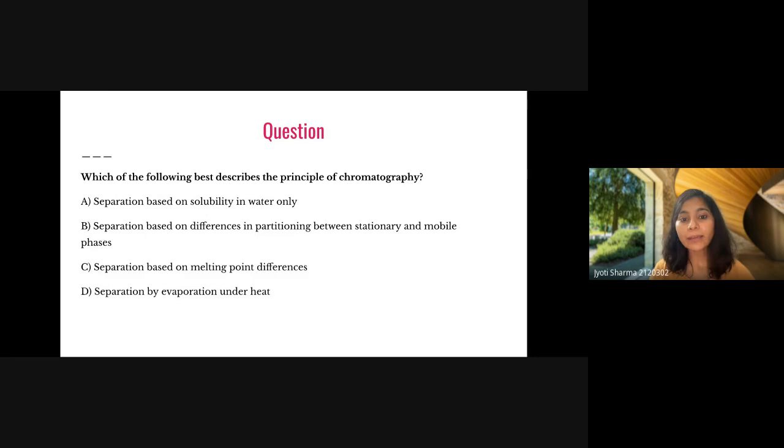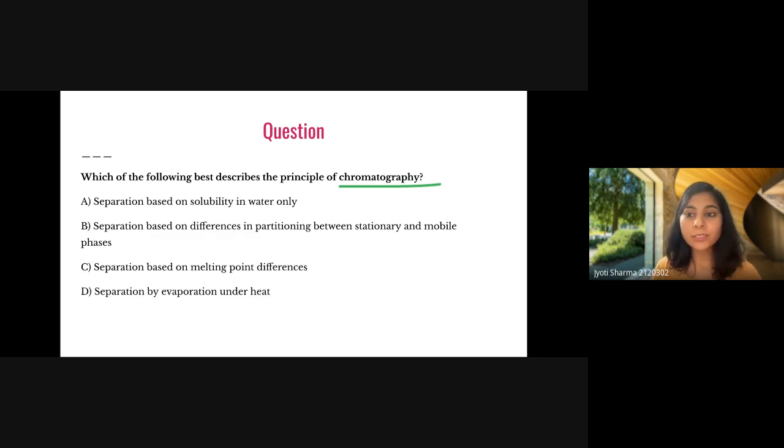One of the techniques is chromatography. You have to tell me the principle of chromatography. Here we have four options: separation based on solubility in water only, separation based on difference in partition between stationary and mobile phase, separation based on melting point differences, separation by evaporation under heat. Everyone is giving me the right answer, that is B.